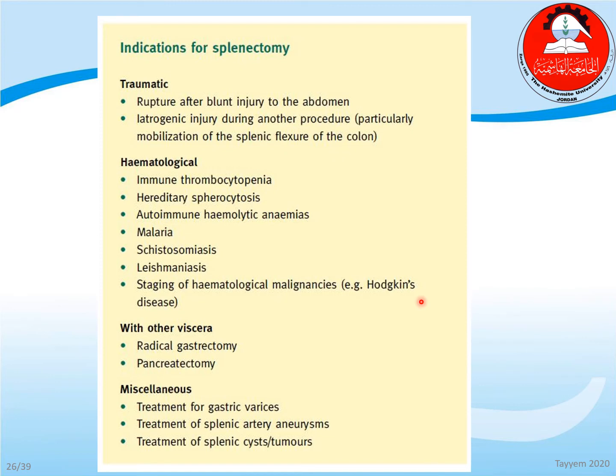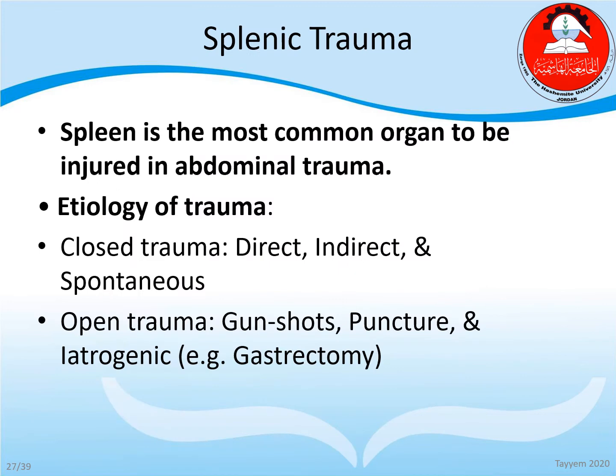This slide is just to show you the indications for splenectomy. The major four indications are trauma, hematological disorder, during other major oncological procedures, and miscellaneous causes. Probably the spleen is the most common organ to be injured in abdominal trauma, and the two major mechanisms of injury could be either closed trauma or open trauma.